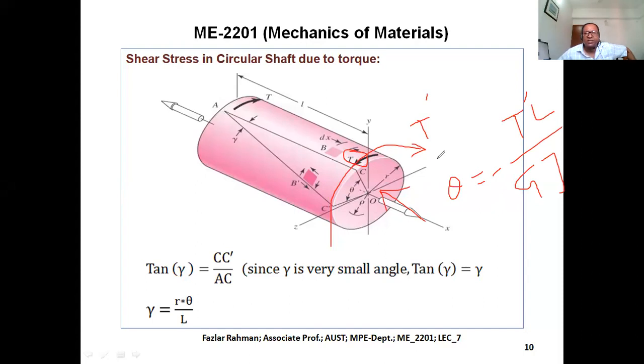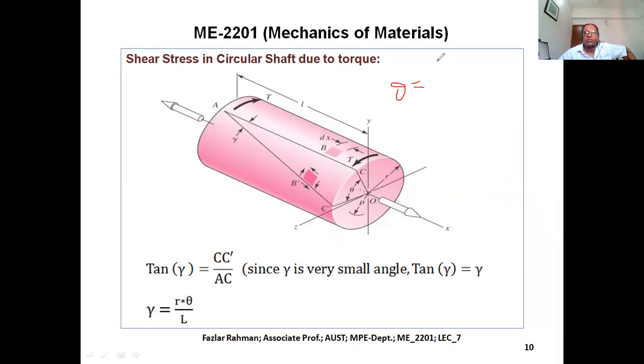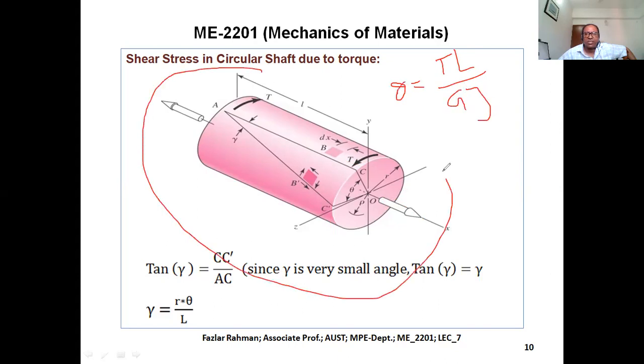But I'm saying that as per the formula, we found theta equal to TL by GJ for this free body right over here. In this formula, if you look from the right side, from this side, this torque tries to rotate this body anticlockwise, right? That's why theta is positive.